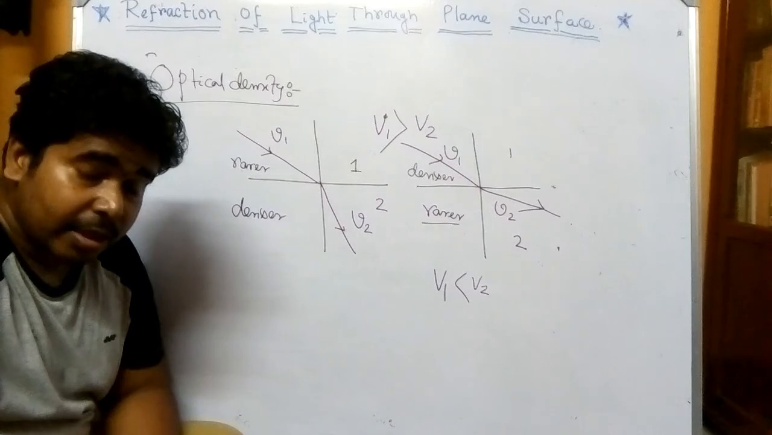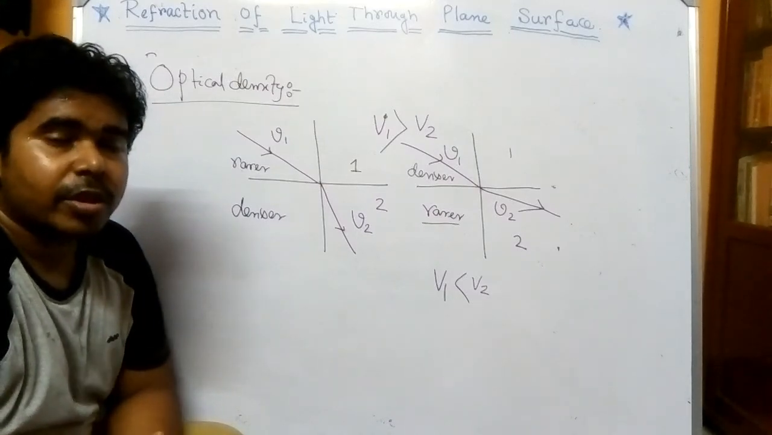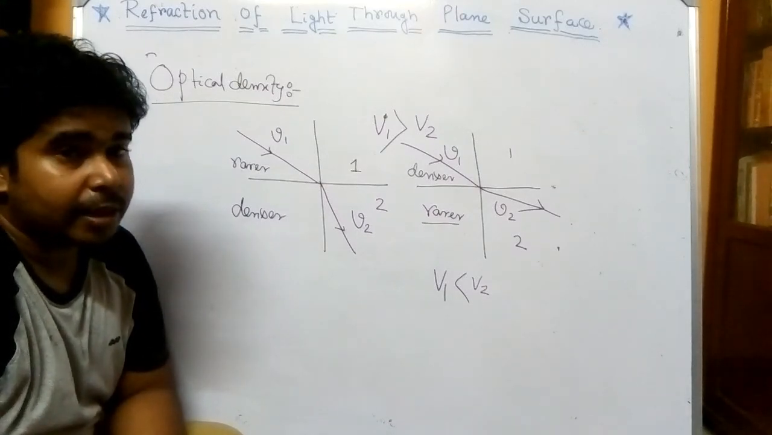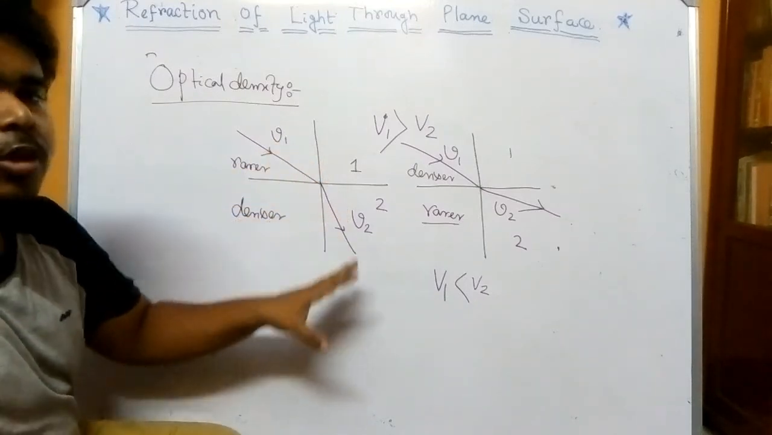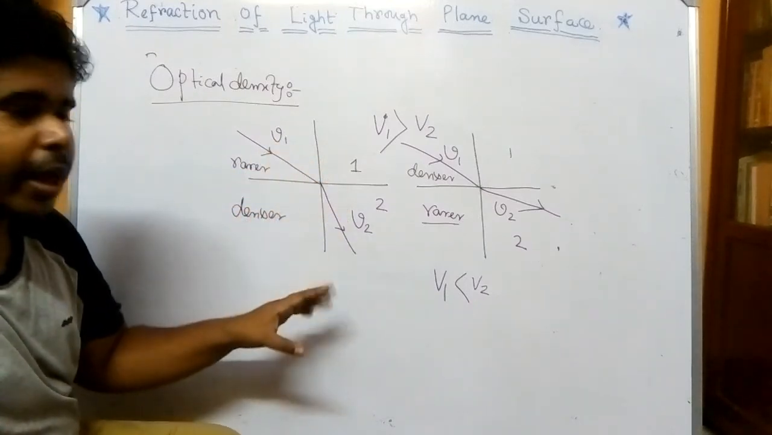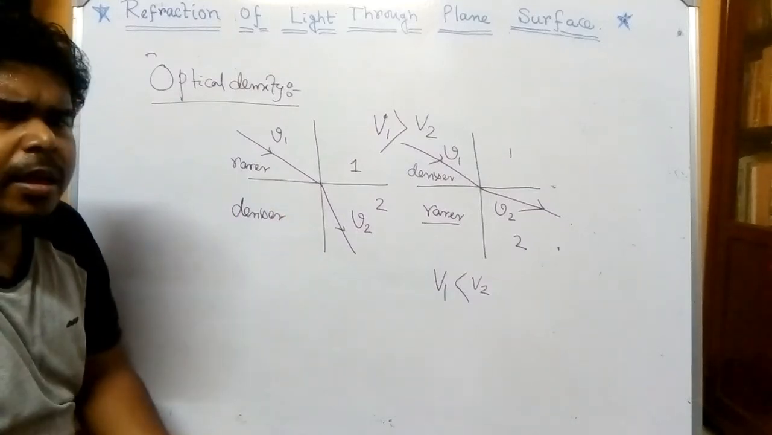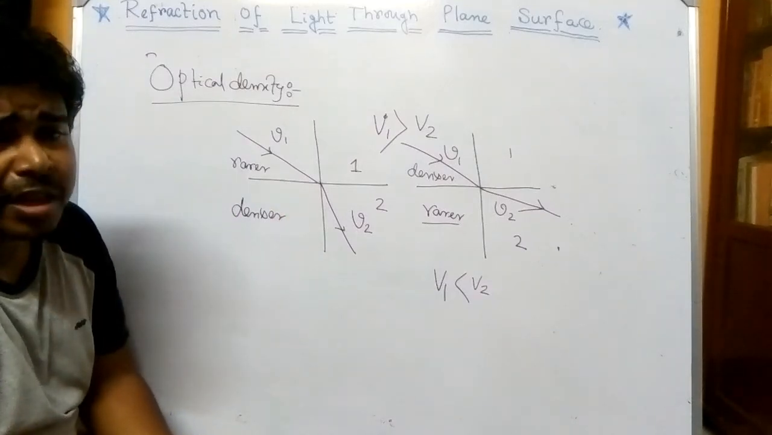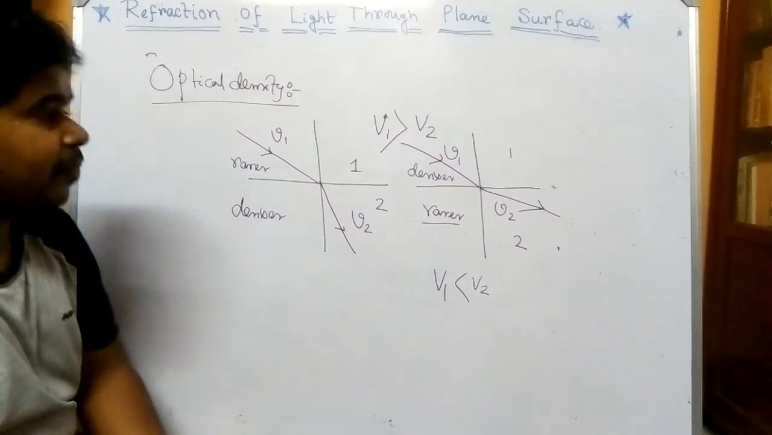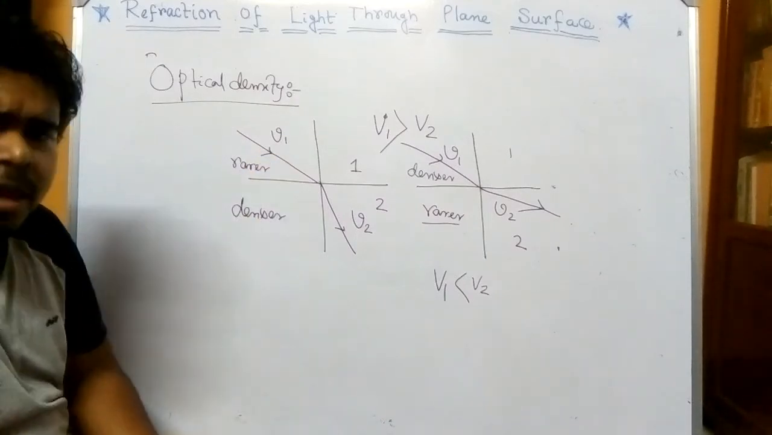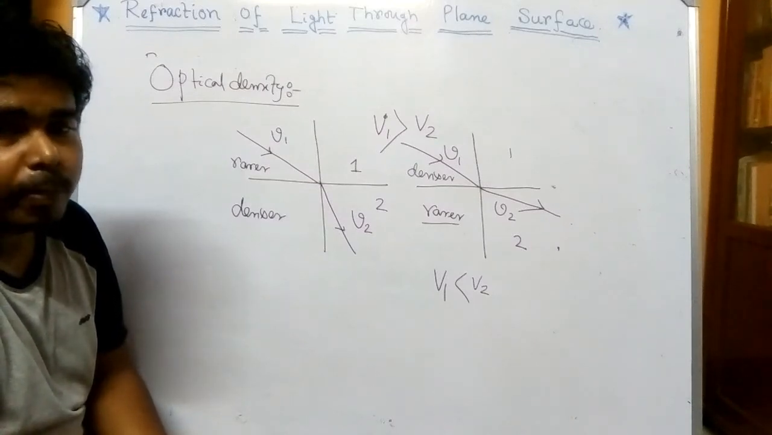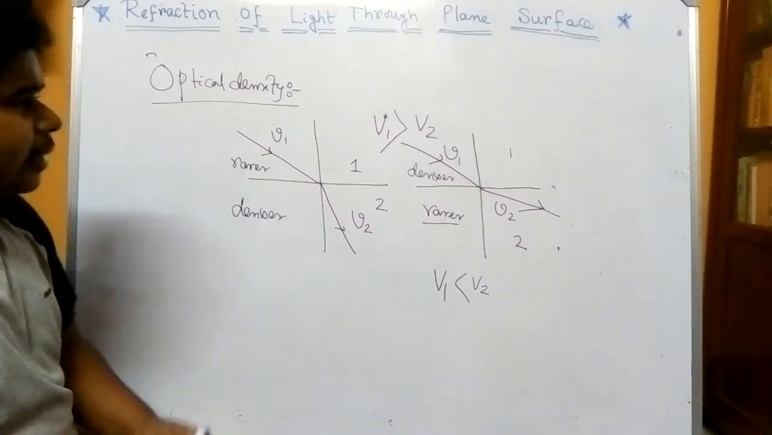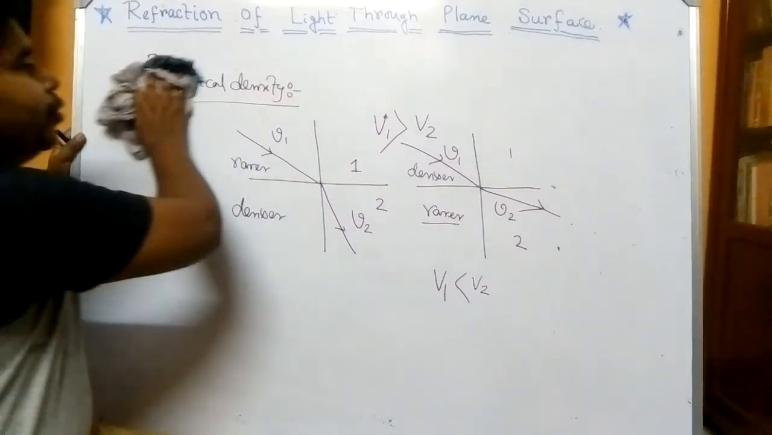So optical density is not correlated with the general density concept we have seen. Optical density depends on the speed of light. If the speed of light is more in a medium, then the medium is less optically dense, and if the speed of light is less through a medium, then the medium is more optically dense. Okay, I think this concept is clearer for you.